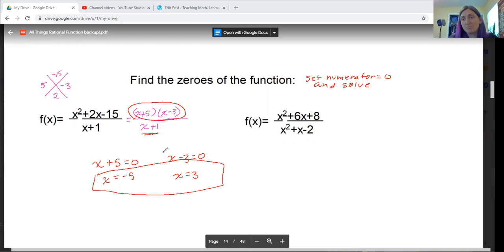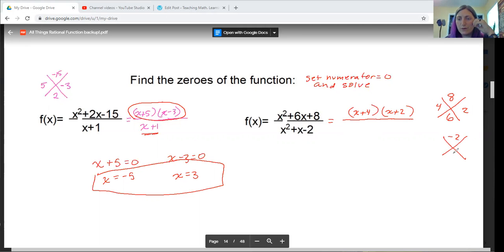So what if you can't cancel? Oh well, solve your numerator. Okay? Let's try this one. We've got 2 things here to cancel out, or to factor, if they factor. Let's see if they factor. All right. On this side, we want it to multiply to 8 and add to 6. Well, 4 times 2. No leading coefficient, yay! So we've got x plus 4 times x plus 2 up here. And over here, we have negative 2 and positive 1.